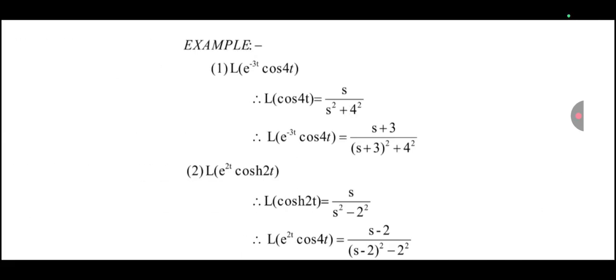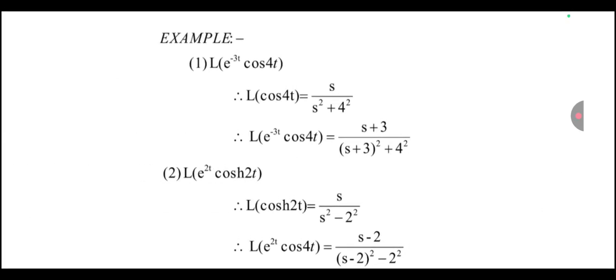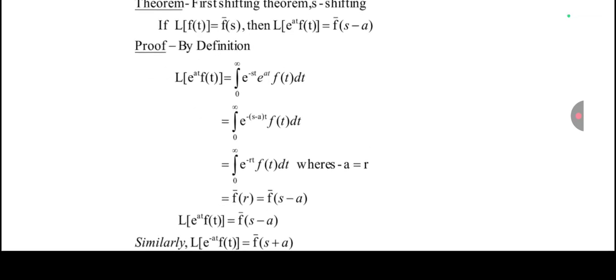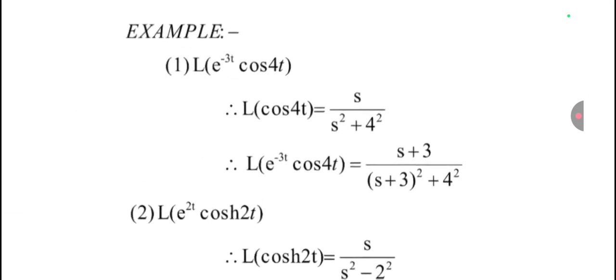Next, we see examples based on this first shifting theorem. L of e power minus 3t into cos 4t. This is the second result: L of e power minus at into f of t equals F of s plus a. So first find out f of t. Here f of t is cos 4t.